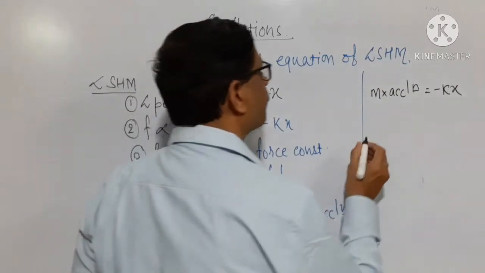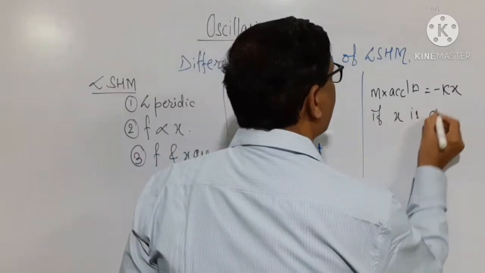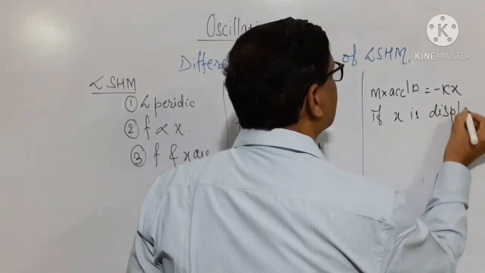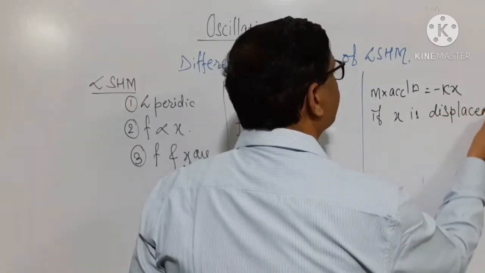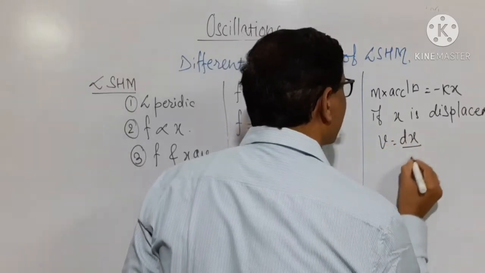This is the equation of linear simple harmonic motion. But here x is the displacement, and if x is displacement, then the velocity v is equal to dx by dt.